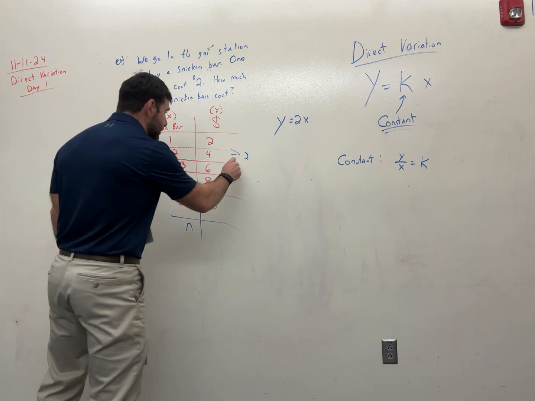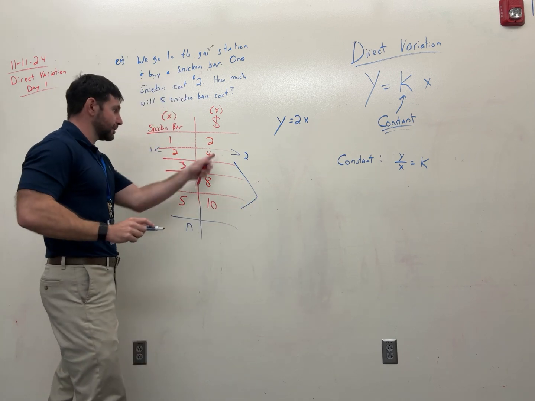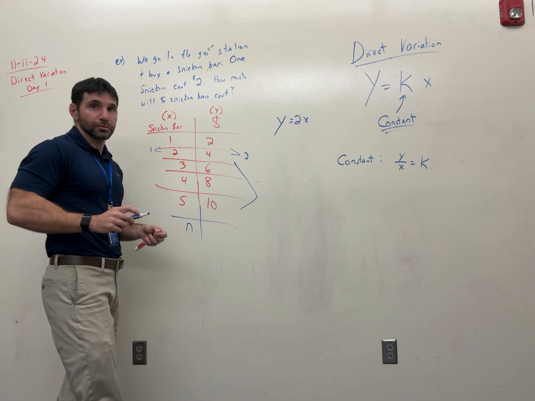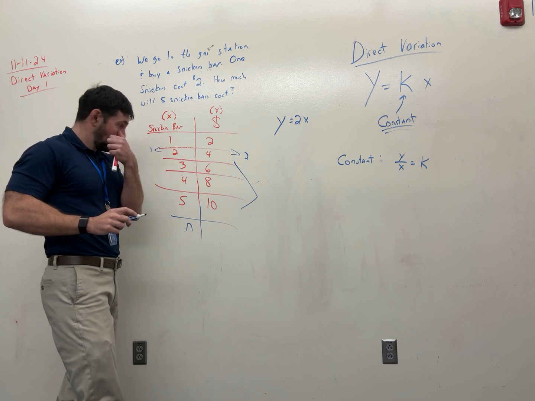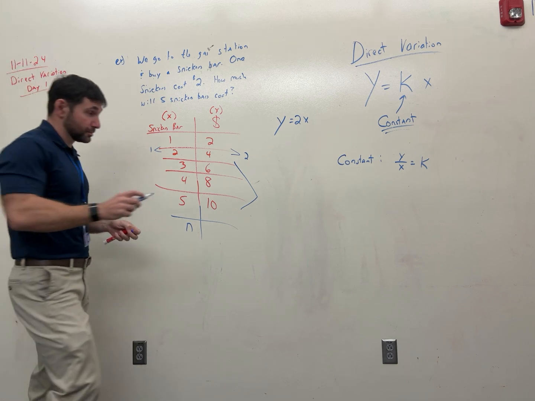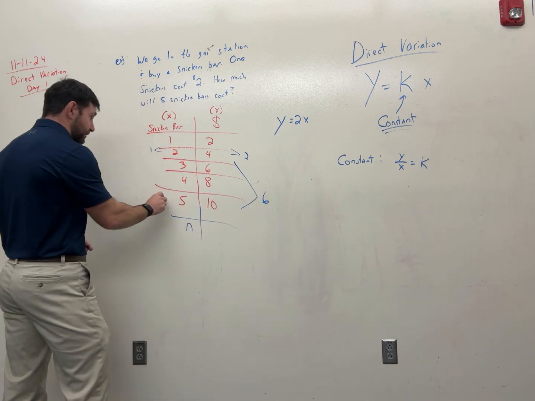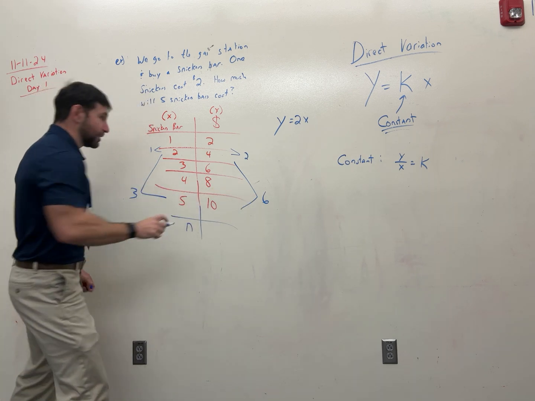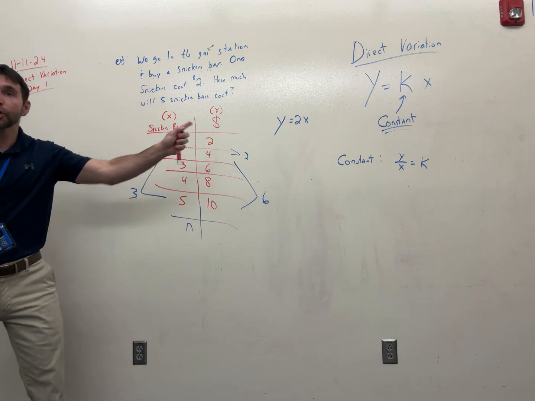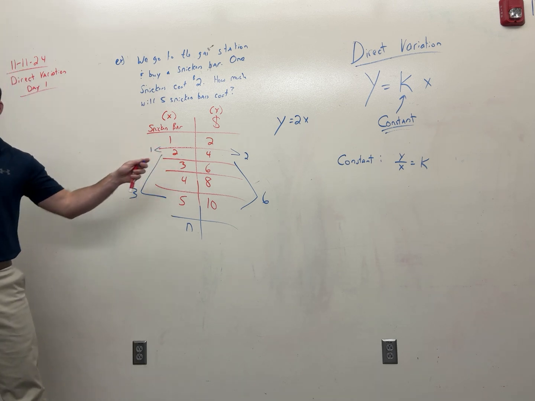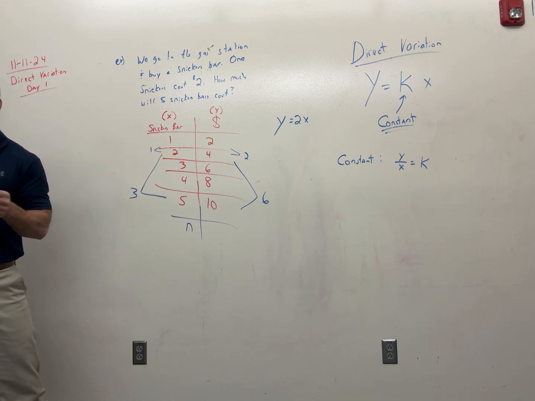Oh, what if I do this? What about from 10 to 4? What's the difference? What's 10 minus 4? 6. What's 5 minus 2? 3. What's 6 divided by 3? 2. Wait a minute. The constant doesn't change. Now, again, you're saying I'm making it complicated. You're right. I am a little bit.